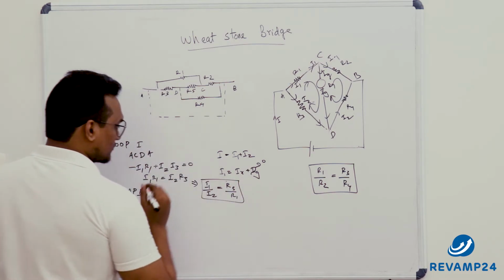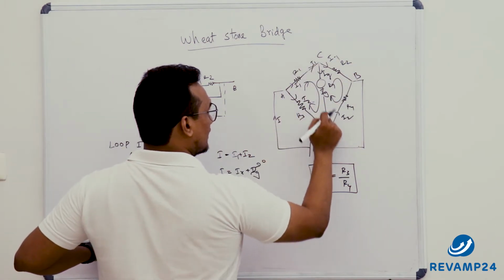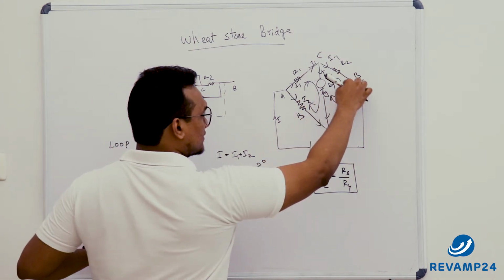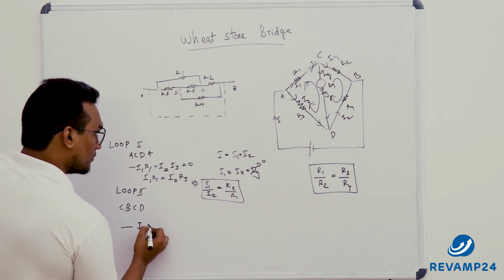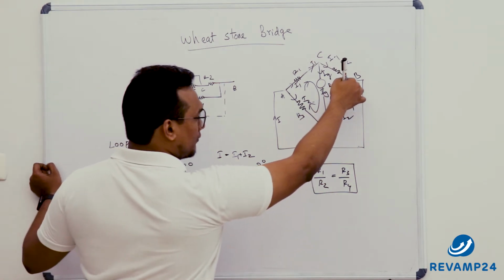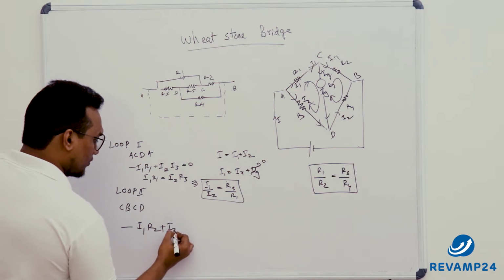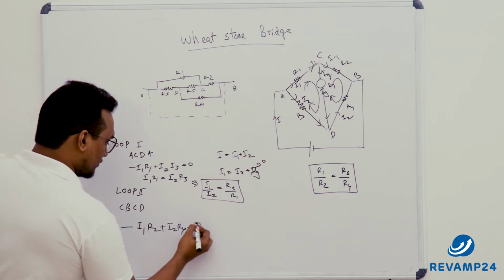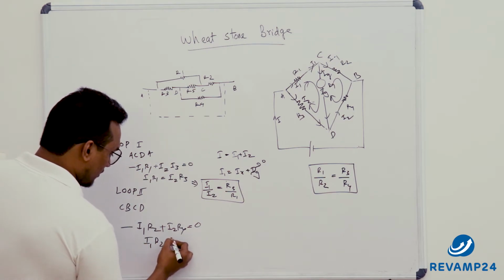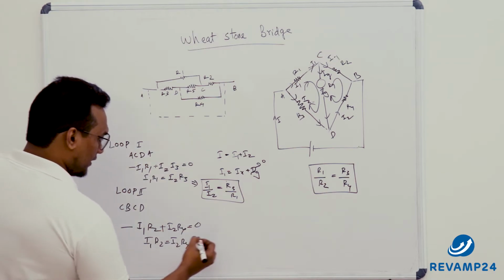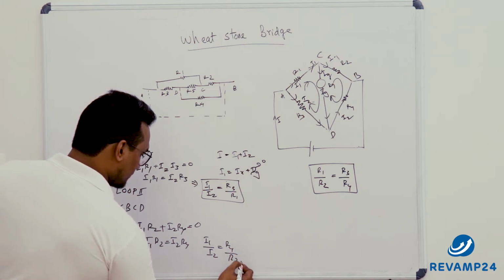First relation is made. Now with this loop, C, B, D, C. My loop is in this direction, current is in this direction, so potential decreases. That is minus I1 into R2. Now, my loop is in this direction, current is in the opposite direction. So the value will be plus I2 into R4, opposite, right? This is equal to 0. I can take I1 R2 to the other side, so I1 R2 is equal to I2 R4. From here, I1 divided by I2 is equal to R4 divided by R2.